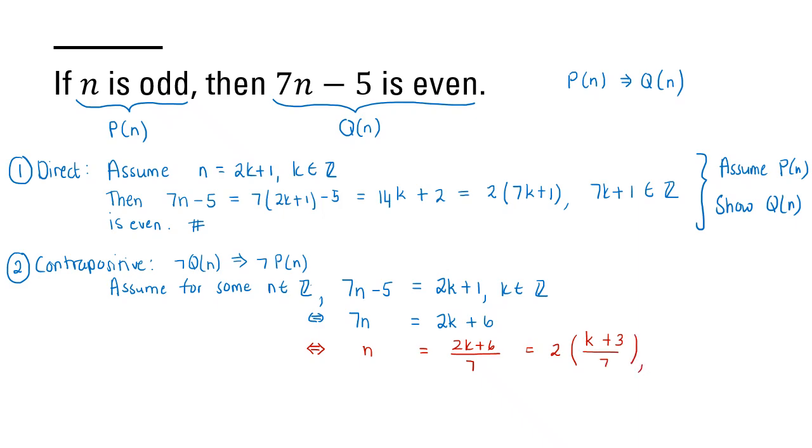And then a lot of students will, because this is simply what they need to write to finish their proof, say, well, k plus 3 over 7 is an integer, and we are done. This is an even number. But k plus 3 over 7 is not always an integer. There are values for k that we can substitute, like 4, which will give us an integer, but there are a lot of other values that we can substitute for k that don't result in an integer.